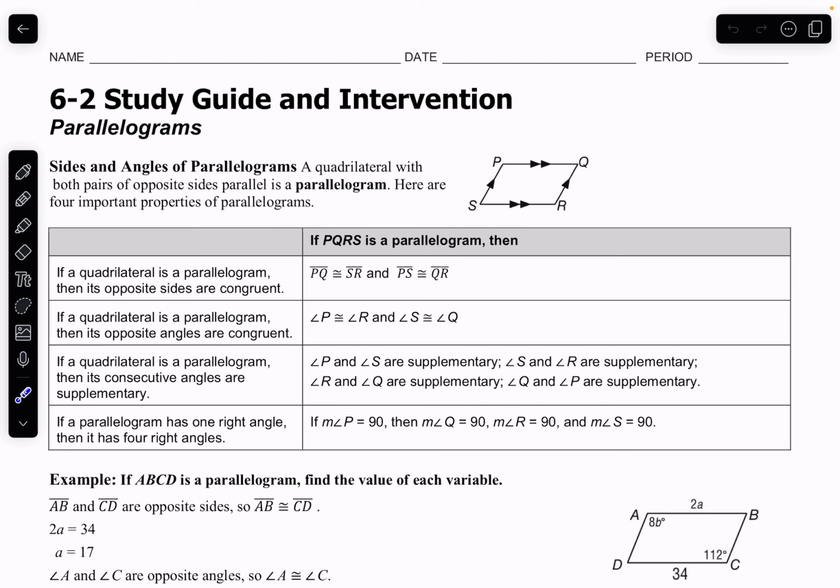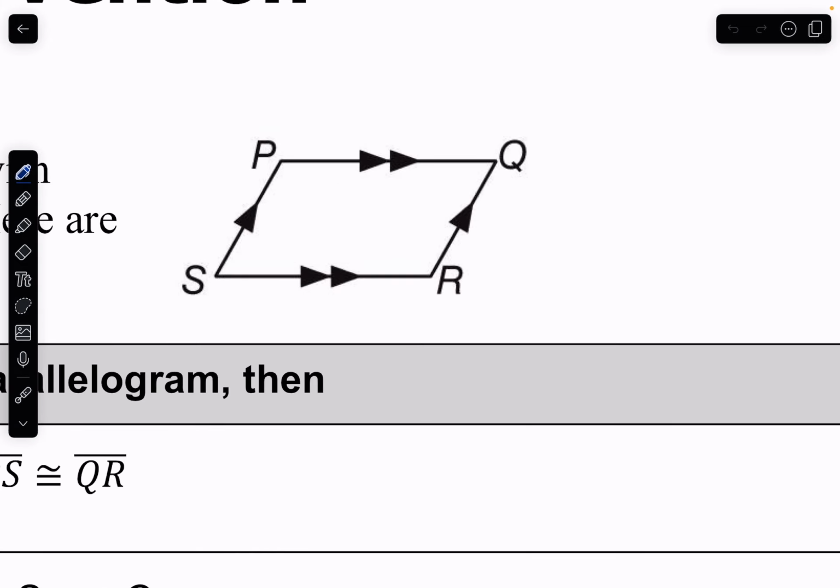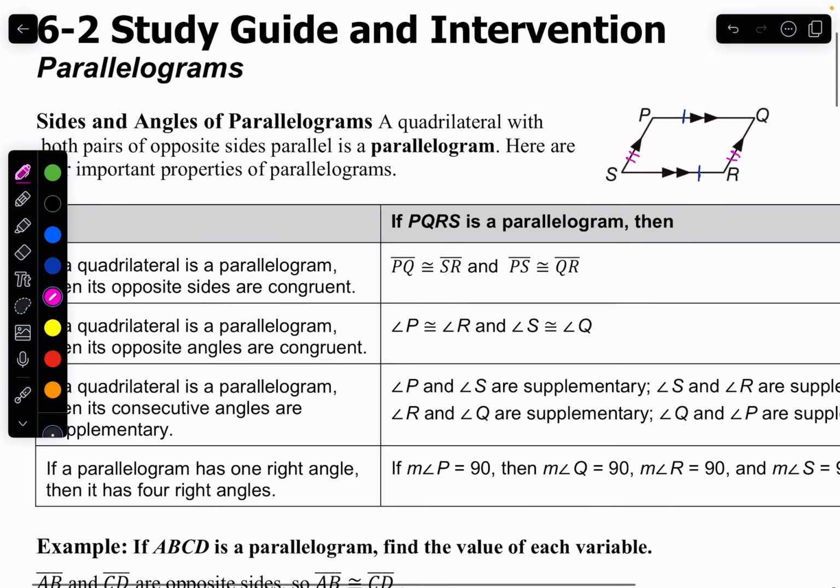So in other words, it's telling us, hey, you know what? PQ, that means this side, is congruent to SR. And then it says the other one is PS, which is going to be congruent to QR. And that is what we have right there.